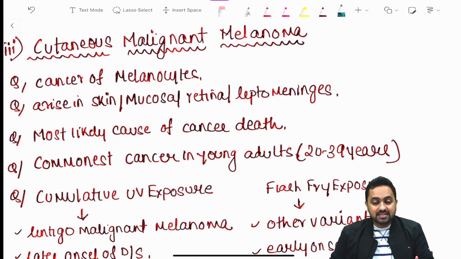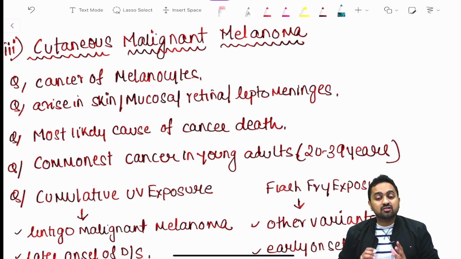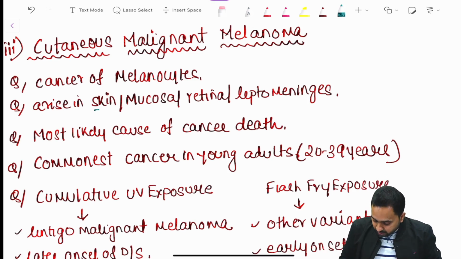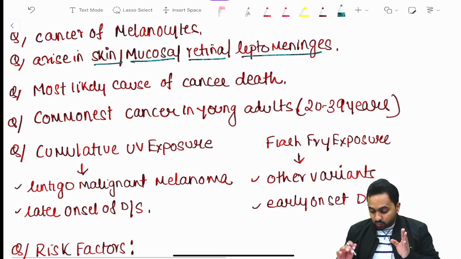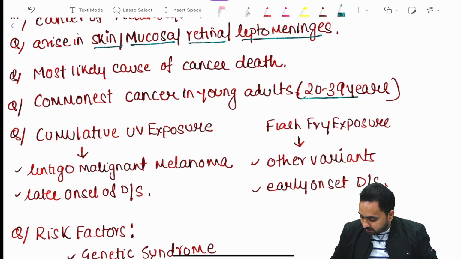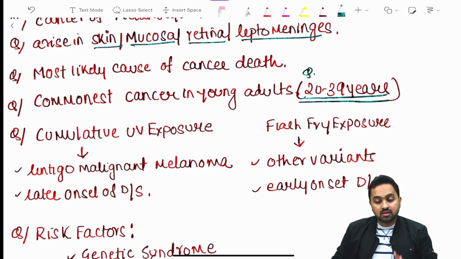The next skin malignancy that we have is cutaneous malignant melanoma. So this is a cancer of melanocytes. It arises in the skin, mucosa, retina or leptomeninges. It is the most likely cause of skin cancer death, and it is the most common cancer in young adults aged between 20 to 39 years.